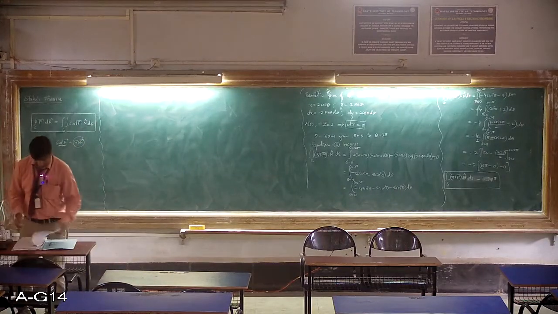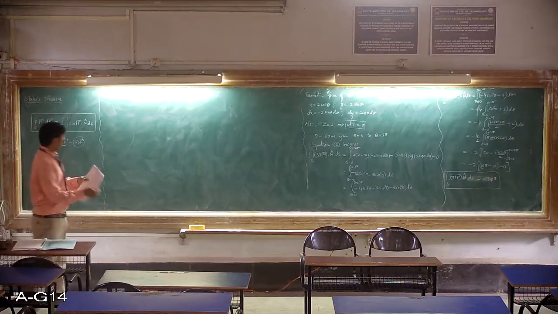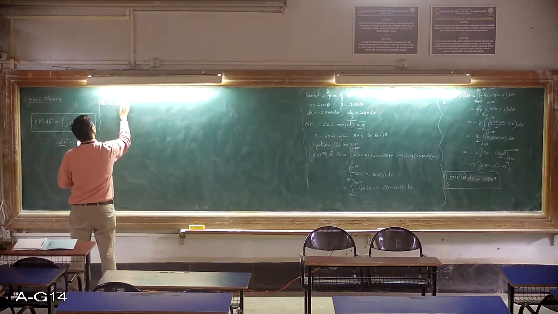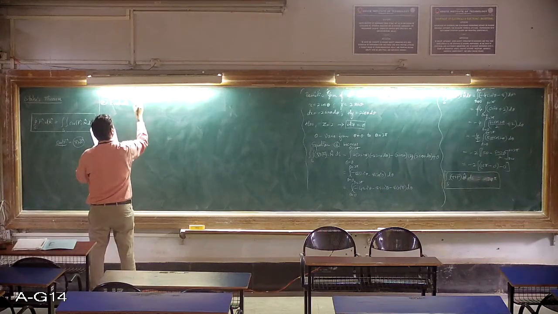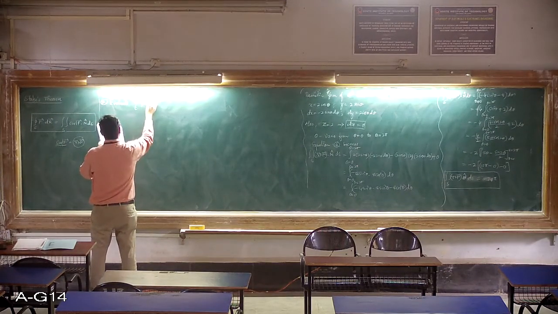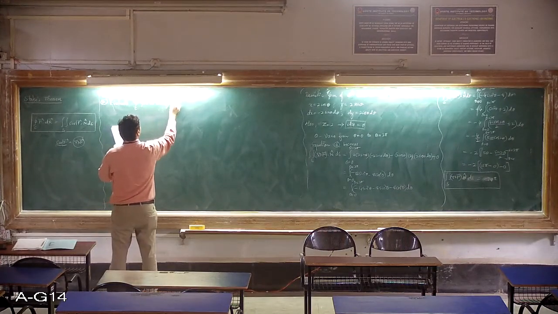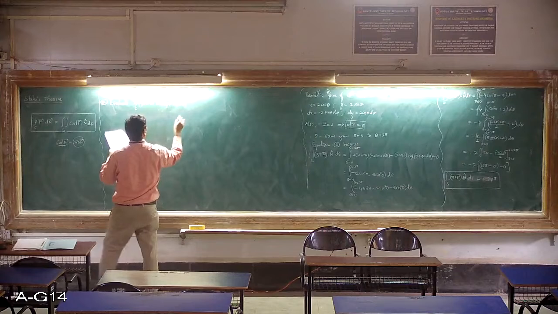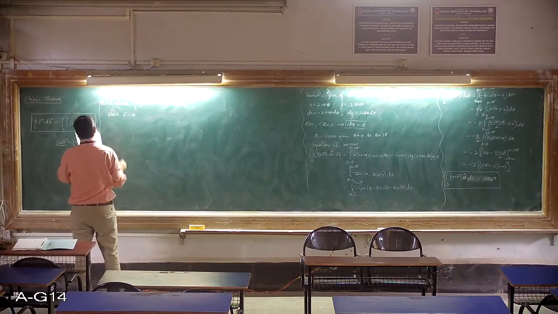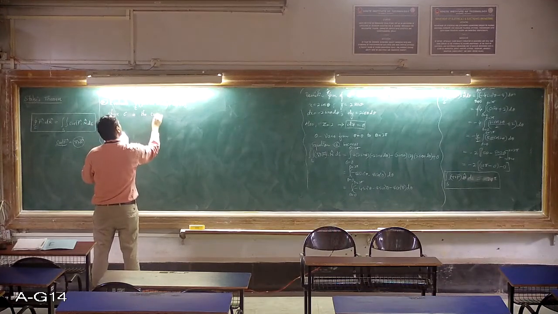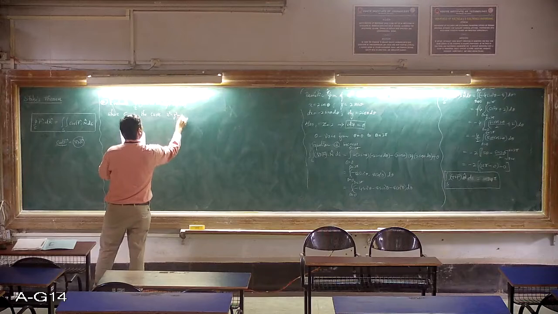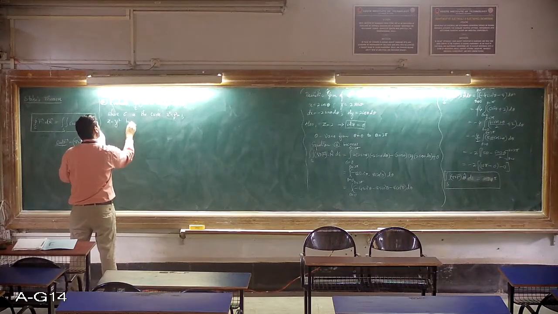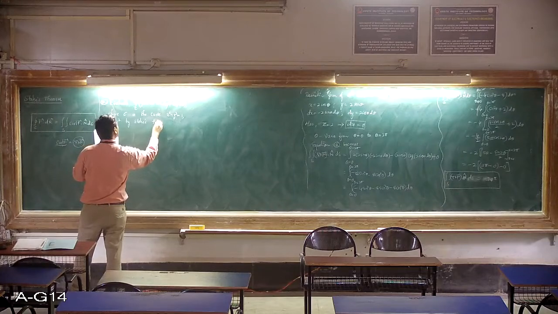Example number 2. Evaluate the integration over a closed curve C of yz dx plus zx dy plus xy dz, where C is the curve x square plus y square equals 1, z equals y square, by Stokes theorem.